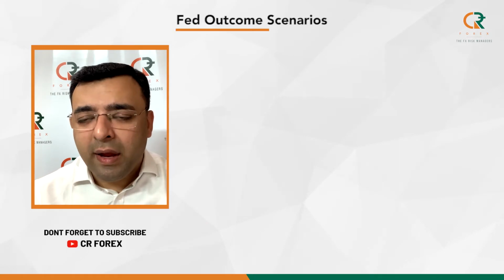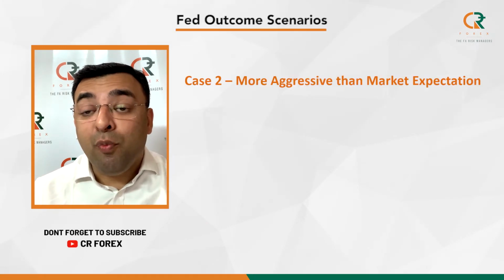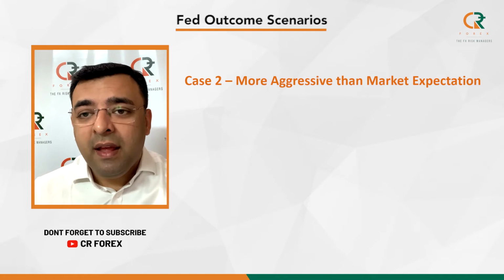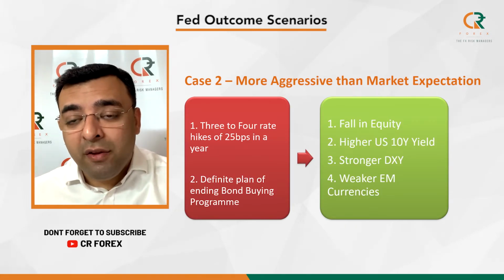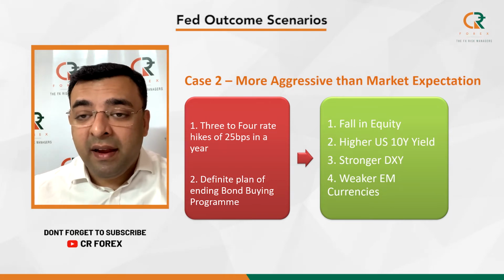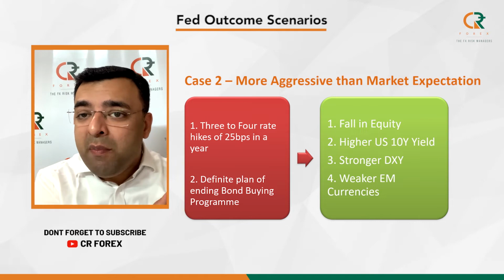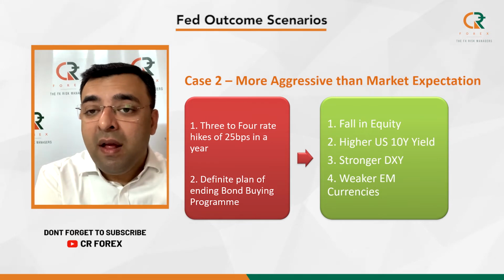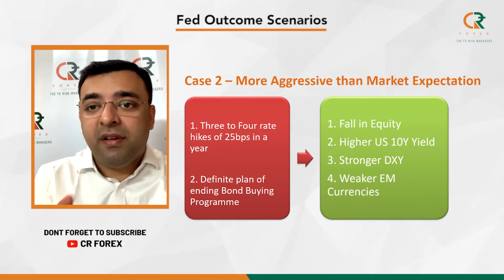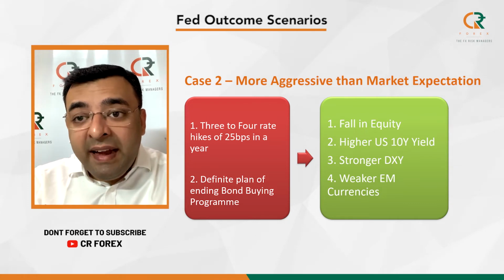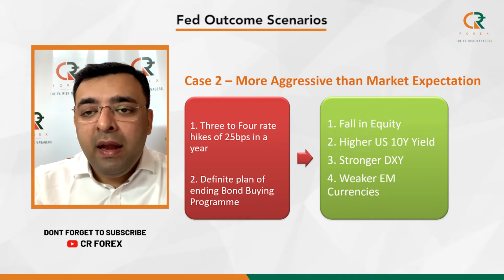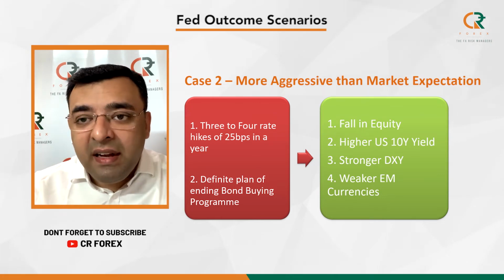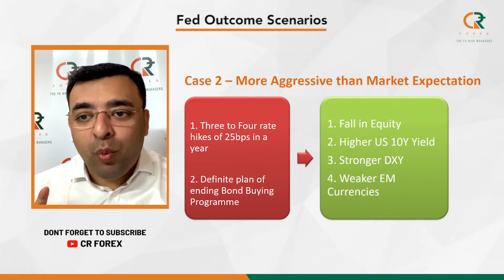The second scenario can be where the Fed sounds more hawkish. When I say hawkish, they will say that they will do a 50 basis point rate hike in the month of March, or they will increase the rate by 1.5% to 2% in an entire year. So whatever market is expecting, if the Fed is hawkish, more bullish on the rate hike part, or they are saying that they will taper very fast, then there will be 4 consequences.